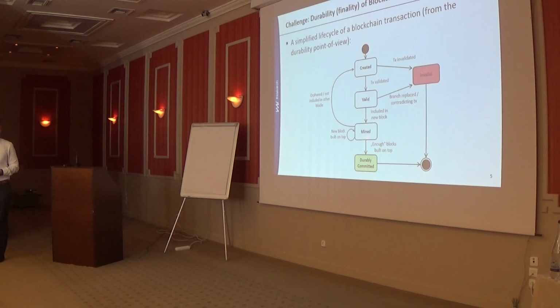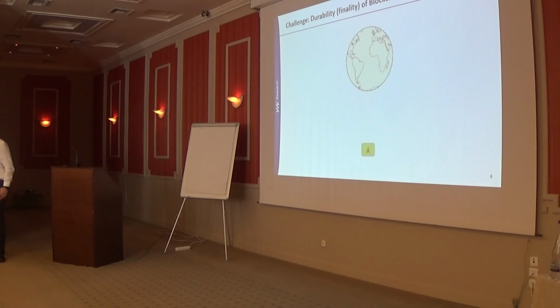However, even in the mined state, we have a risk to go back into the created state. And this risk is called forking of the blockchain. And I'm going to explain this in the next slide. But the idea that I want to have here is that we need to wait in the mined state for additional blocks to be built on top, because only then we can be sure that the transaction is durably committed. And the reason is that forking, or the probability of forking, decreases with new blocks built on top. And now, what is this forking? It is the major issue of blockchains from the durability point of view.